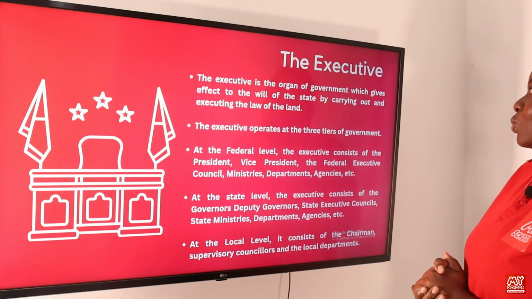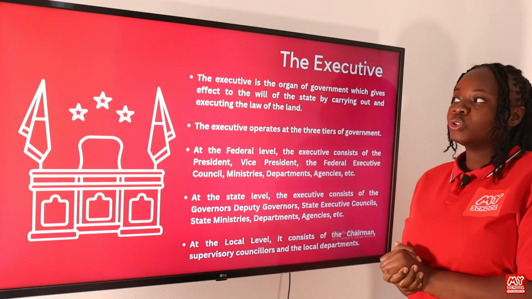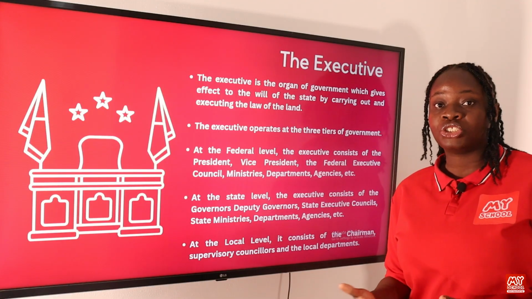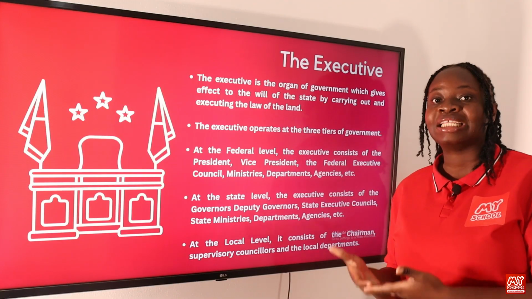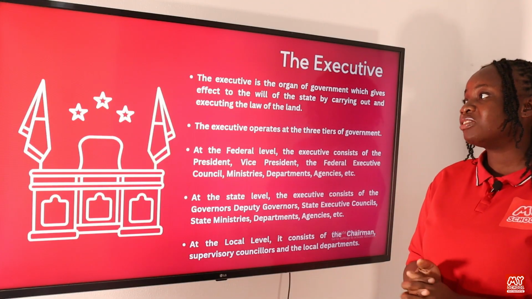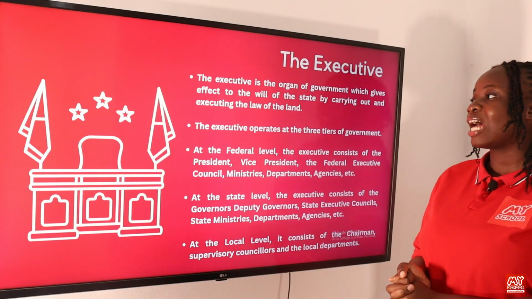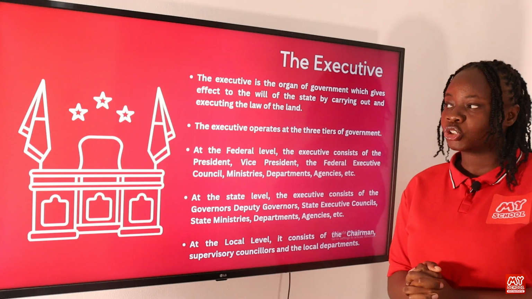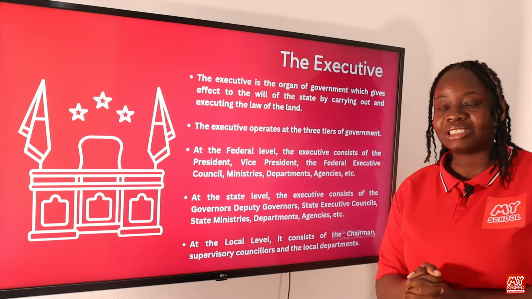All right, now we're going to discuss the executive in detail. We're going to look at what the executive is all about and the various institutions that we have here in Nigeria, in post-independence Nigeria. So the executive is the organ of government which gives effect to the will of the state by carrying out and executing the law of the land. So that is their main function, executing the law, implementing the law.